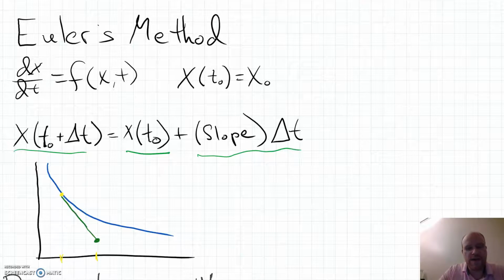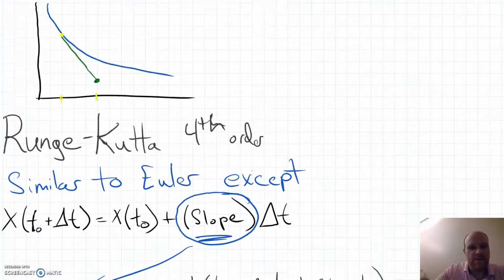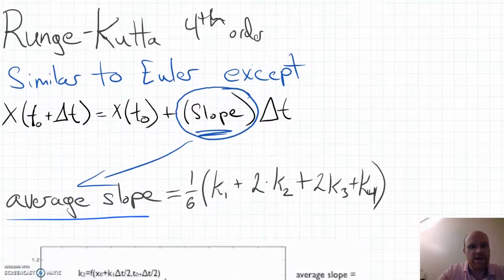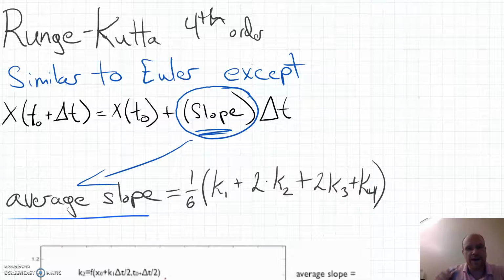Now the Runge-Kutta is based on that, more or less. It starts similar to Euler, except the slope is not the slope at one point. The slope is actually calculated 4 different times. So what you're generating essentially is an average slope. So the simple equation is basically 1/6 the sum of k1 plus 2k2 plus 2k3 plus k4.